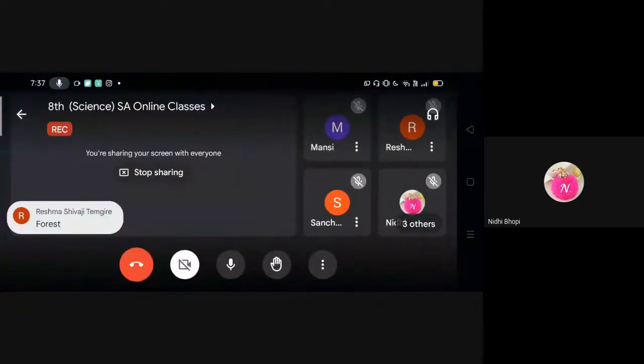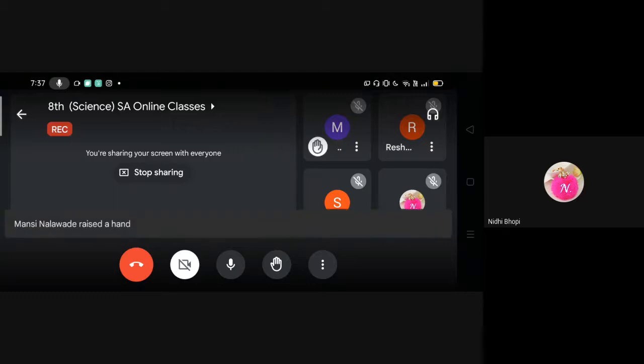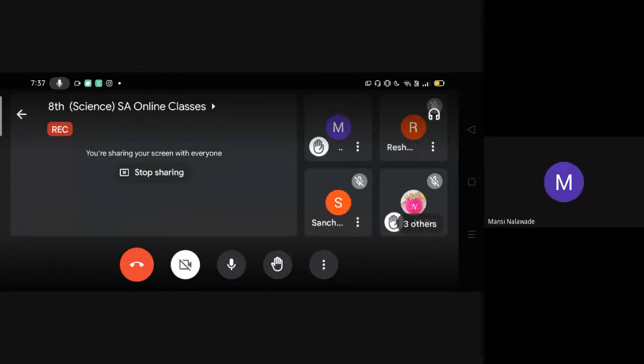Raise your hand whoever knows any one from three, can tell me. Ma'am, I'm going to tell this and you can tell me. Yes, Mansi? Mansi, yes, Nidhi? Yes. Mansi, which one are you going to tell? I'm going to tell about food web. Okay. I'm going to tell about ecosystem. Okay, fine. Yes, Mansi.